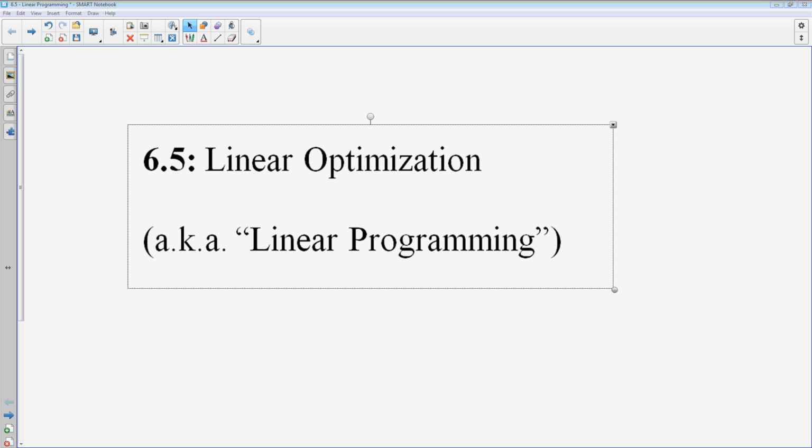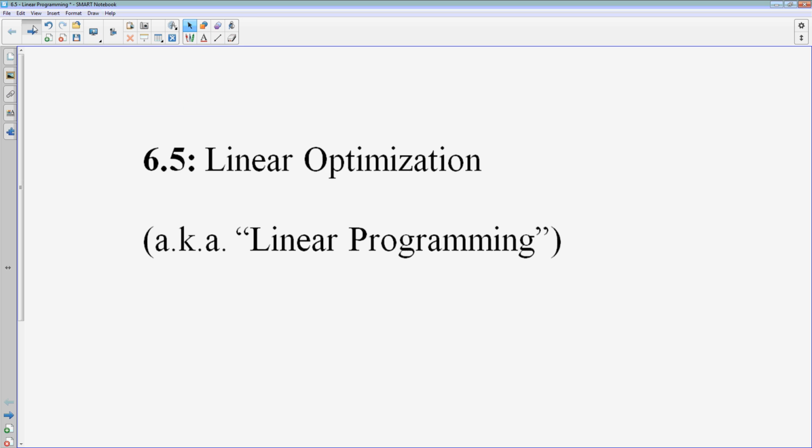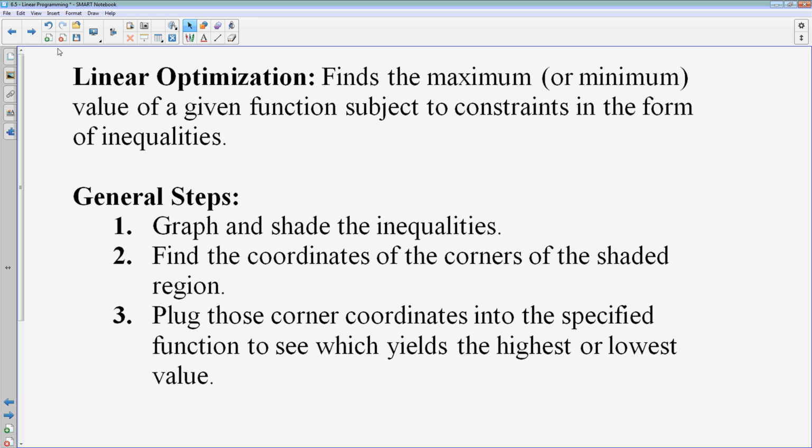Right, linear optimization. This is the last section in our chapter. I've also seen it called linear programming. But what linear optimization does is it finds the maximum or minimum of some function given some constraints in the form of inequalities. And the general steps are this. You're going to graph and shade your inequalities first. And you should have a shaded region where all of the inequalities overlap.